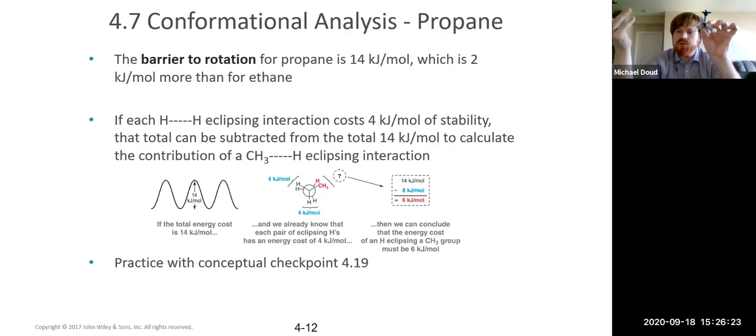So that's what we're going to use as our guide marker for what the torsional strain due to a methyl group interacting with a hydrogen is going to be. So again, a hydrogen-hydrogen interaction is going to cost 4 kilojoules per mole. A hydrogen-methyl group interaction is going to be 6 kilojoules per mole.